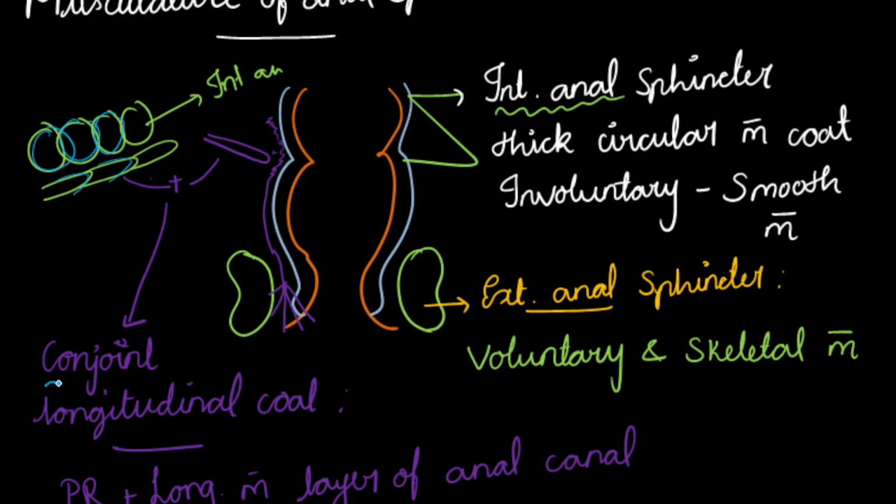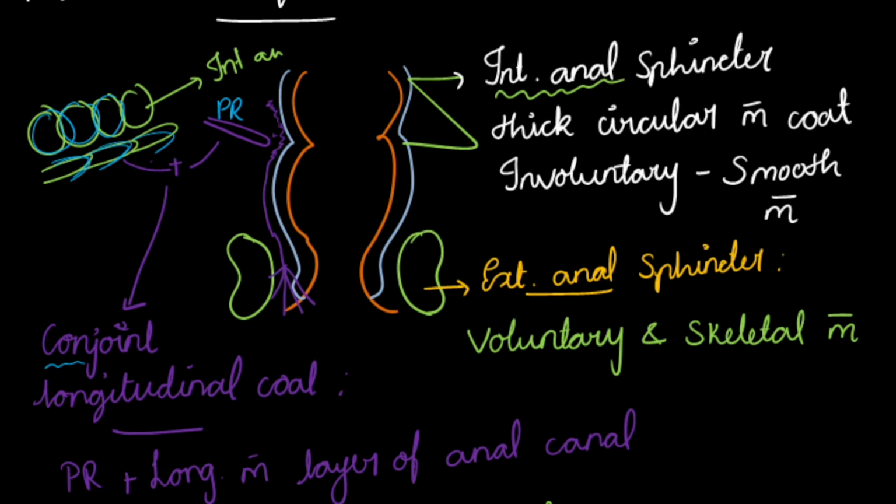And here we are seeing the conjoint longitudinal coat, and it is formed by the fusion of the puborectalis muscle present over here along with the longitudinal muscle coat. So the longitudinal muscle will be here and it forms the conjoint longitudinal coat, and when it enters between the external anal sphincter and internal anal sphincter, it becomes a fan-shaped fibroelastic septa, and finally it pierces the external anal sphincter and enters into it.